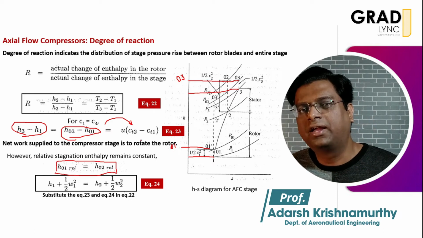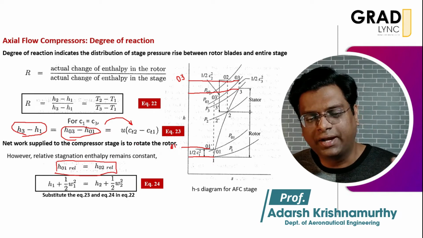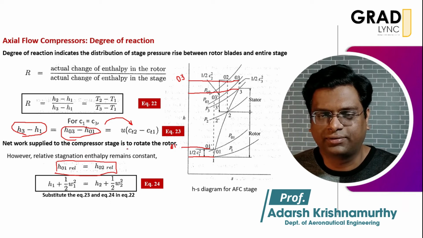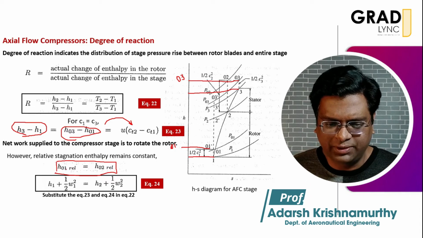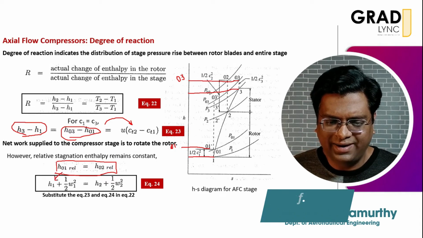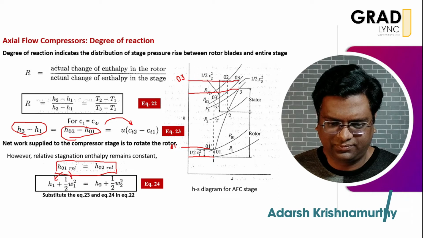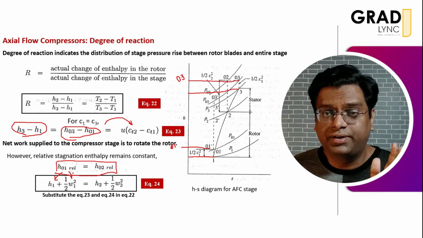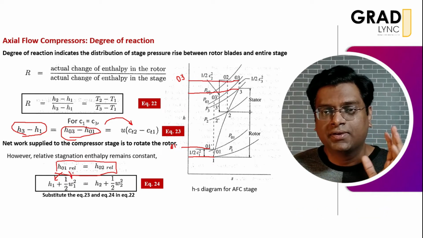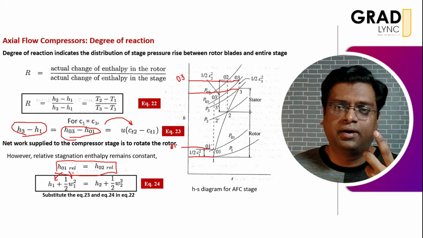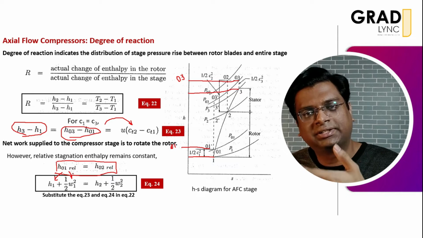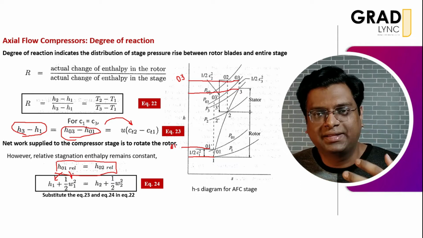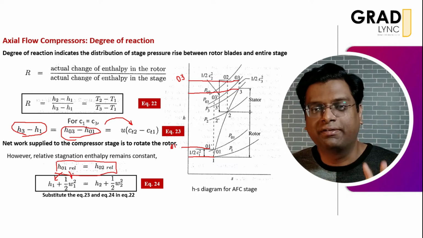Although the stagnation enthalpy changes, the relative stagnation enthalpy remains constant. When I say relative stagnation enthalpy, it is a relationship between the static enthalpy and the relative velocity, right? So that is why relative enthalpy. The relative stagnation enthalpy is equal to the static enthalpy plus the dynamic enthalpy, that is with respect to the relative velocity.